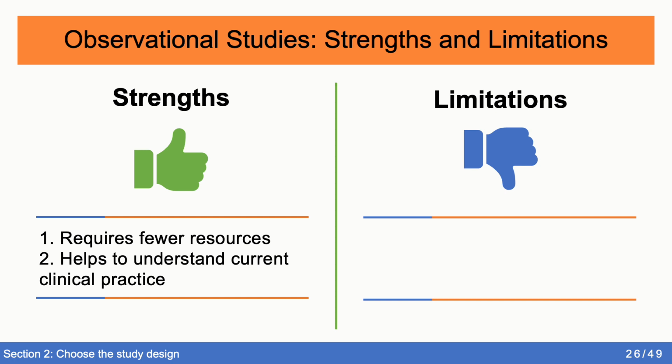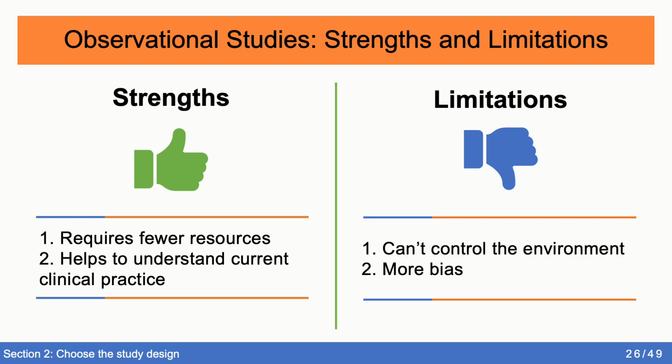But because researchers only observe people in observational studies, they can't control how therapy is delivered to each child or family. This can introduce bias because our results may actually be caused by something we are not controlling in the study. We'll review an example of this in the next couple of slides.